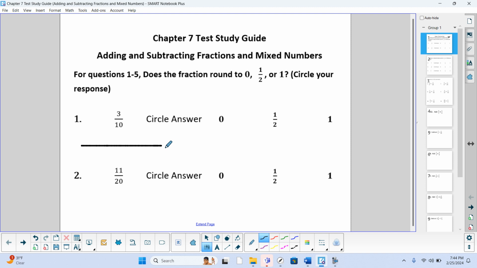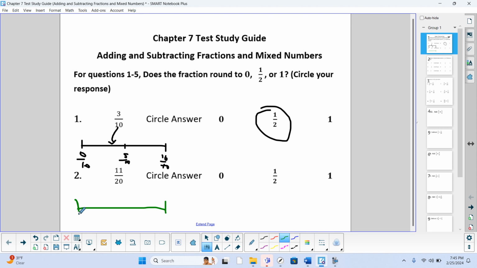If I had a number line where 0/10 would be here, and 10/10 would be here, with 5/10 in the middle, that means 3/10 would be closest to 5/10, which is a half. So this is closest to 1/2. I'm going to change the color up.